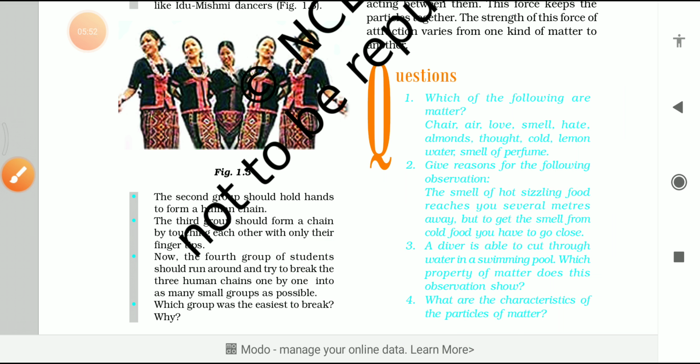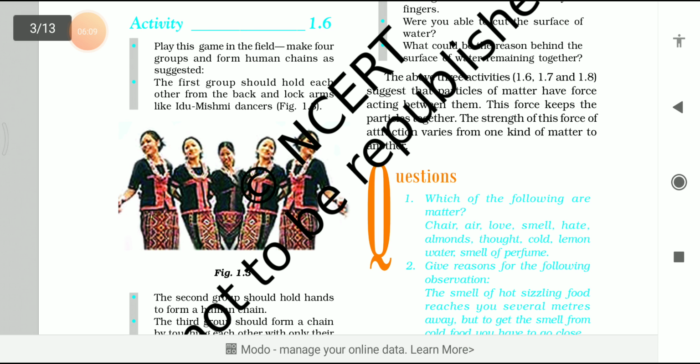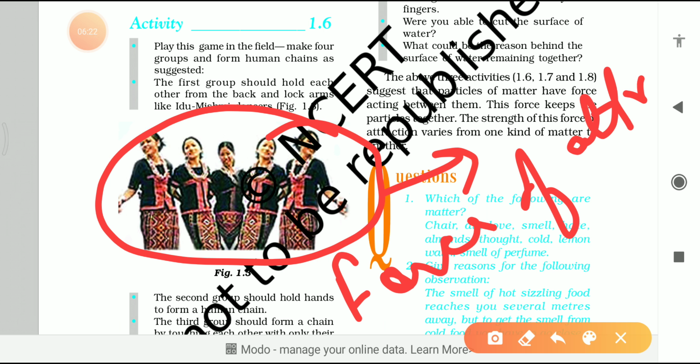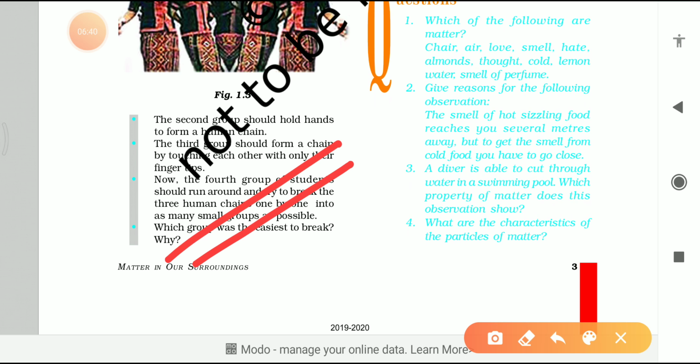Why, students? Because particles of matter attract each other. Here in the first group, they hold each other very tightly. It means that the force of attraction is more, so you cannot break this one easily. In the second group, they touch hands only. Then you can break it more easily, but not as easily as the third. As compared to the second one, the force of attraction is more in the first one.